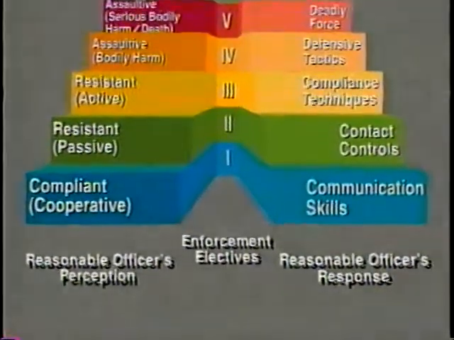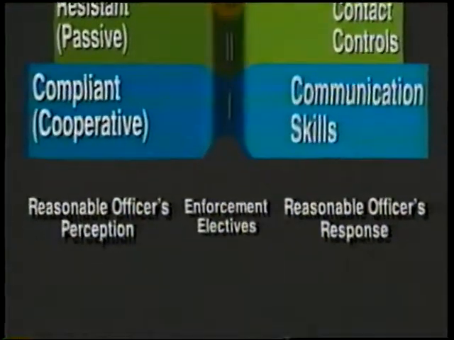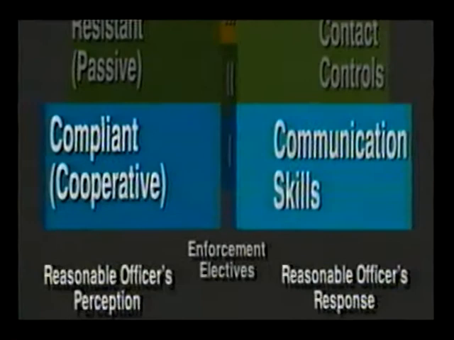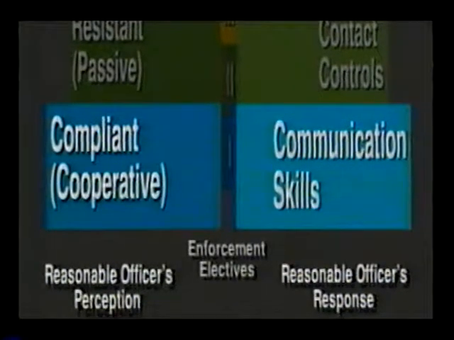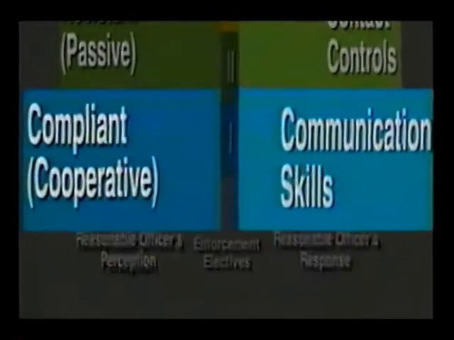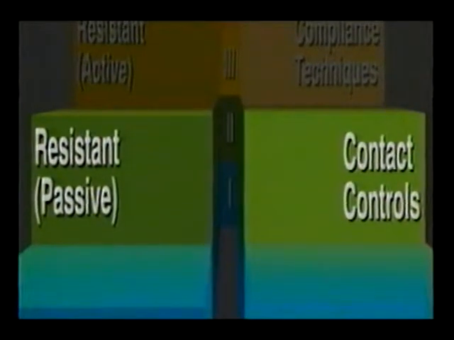The bottom level is blue and illustrates the lowest level of activity in the model. This activity includes normal day-to-day non-threatening activities such as verbal communication with compliant citizens. The green level describes the perception of passive and non-violent resistance by a subject, which calls for an increased level of verbal communications by the officer in conjunction with the physical response of the contact control.